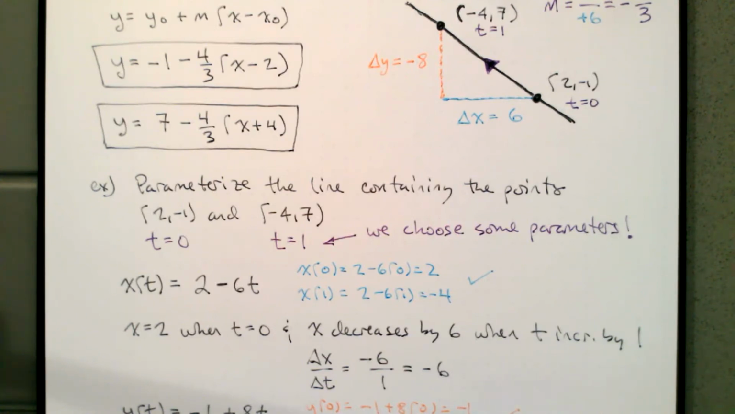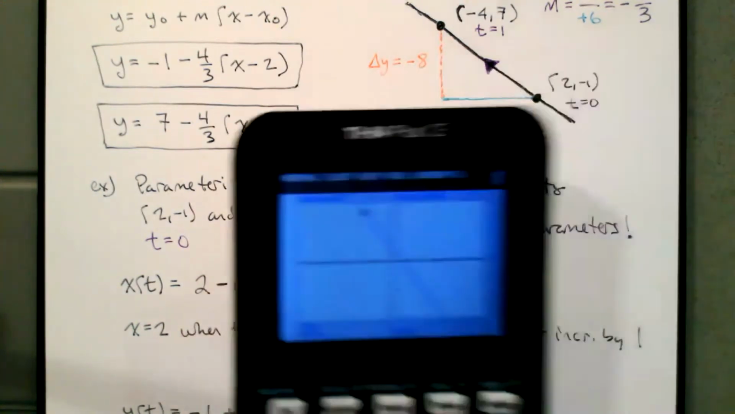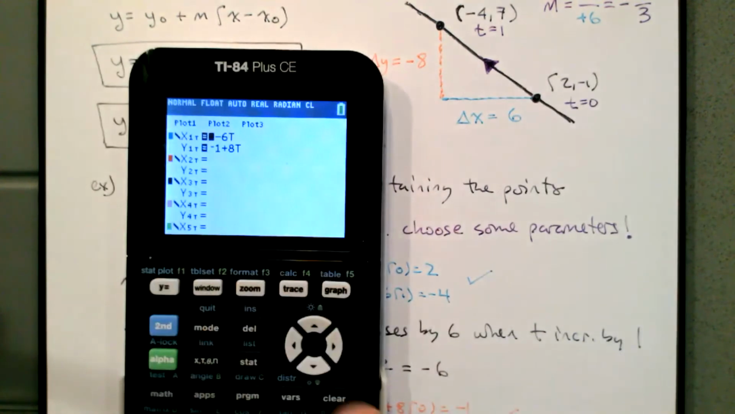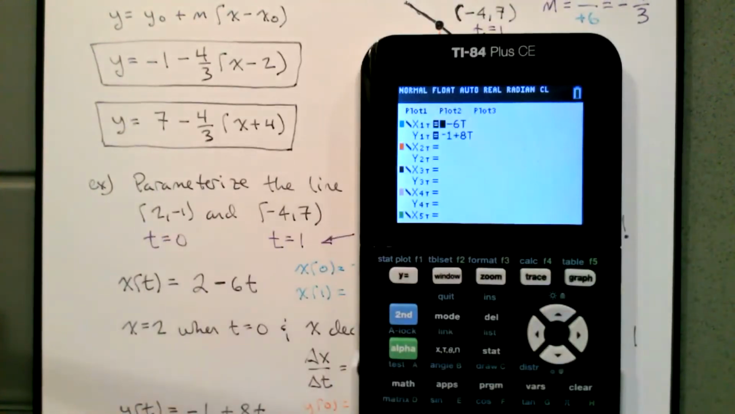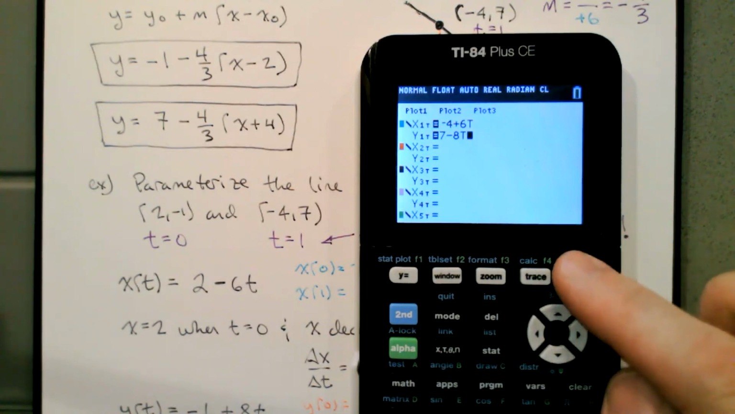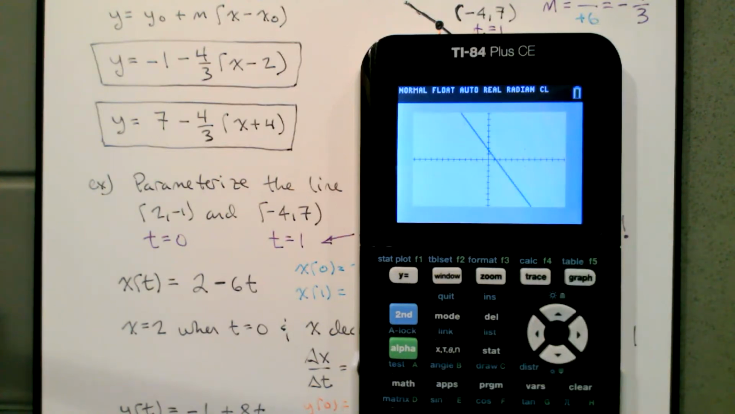In which case, instead of x decreasing by 6, x will increase by 6 if we're trying to go the other direction. So let me change my description. Instead of 2 minus 6t, let's start off at -4 and increase by 6 whenever t increases by 1. And instead of y starting off at -1, let's have y start off at 7, and instead of increasing by 8, let's have y decrease by 8 every unit. Now if we graph the line, we see it go the other direction.